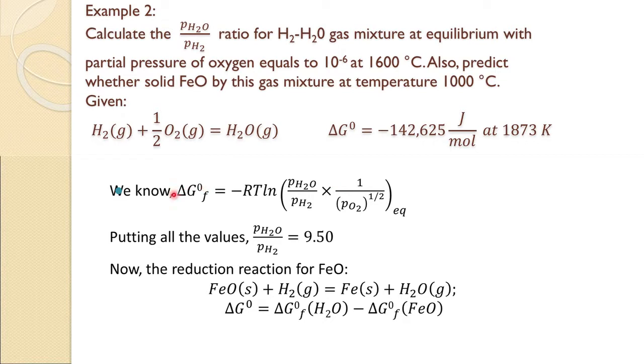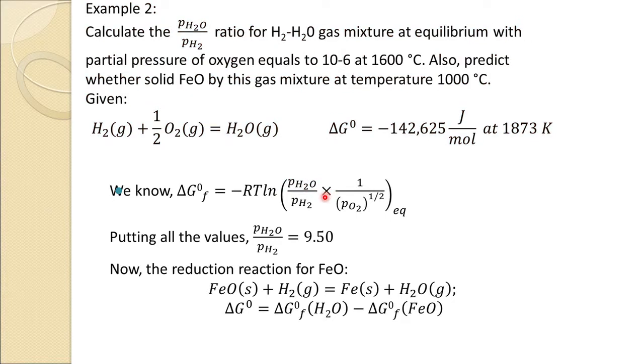So we substitute that one, the free energy expression, so RT log K. So you substitute that equilibrium, and from this one, because delta G is given, we can put it here, R and T are known, and also oxygen partial pressure is given, 10⁻⁶. If we substitute all these values, we can calculate the ratio of pH2O to pH2, which is about 9.5. So that is our first question, to calculate the ratio of partial pressure of H2O to hydrogen.